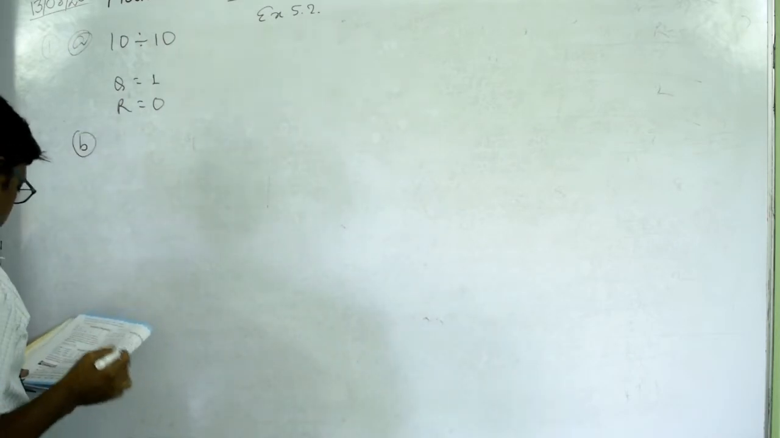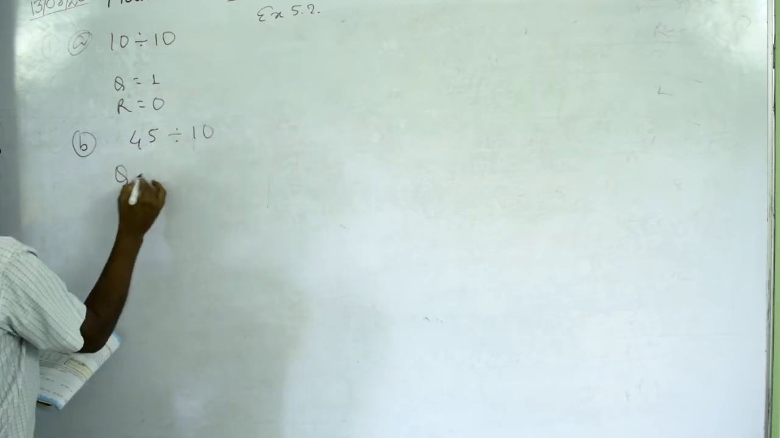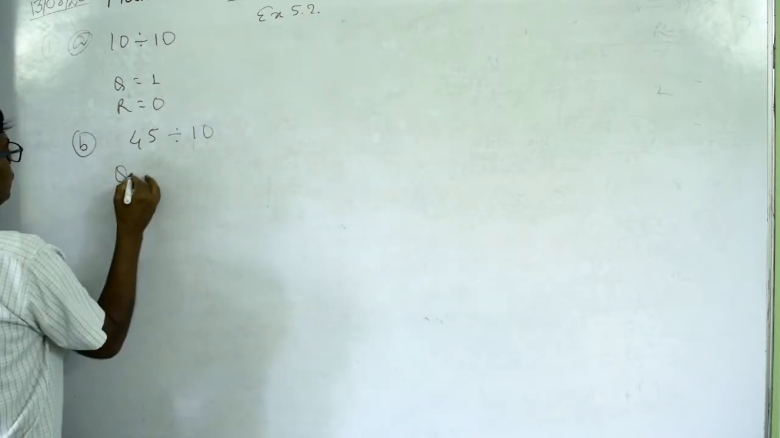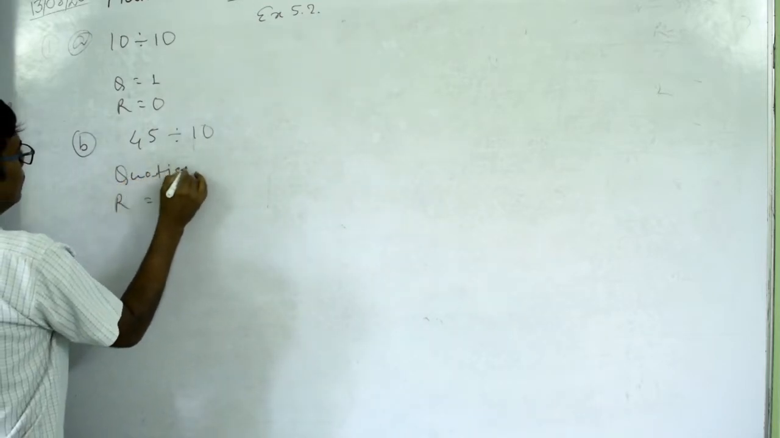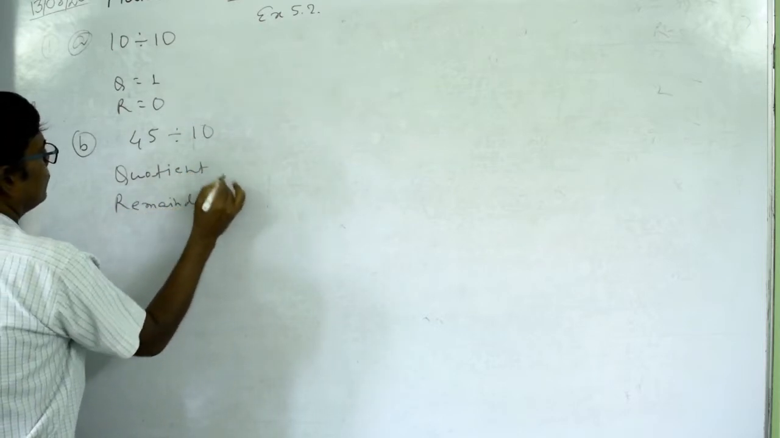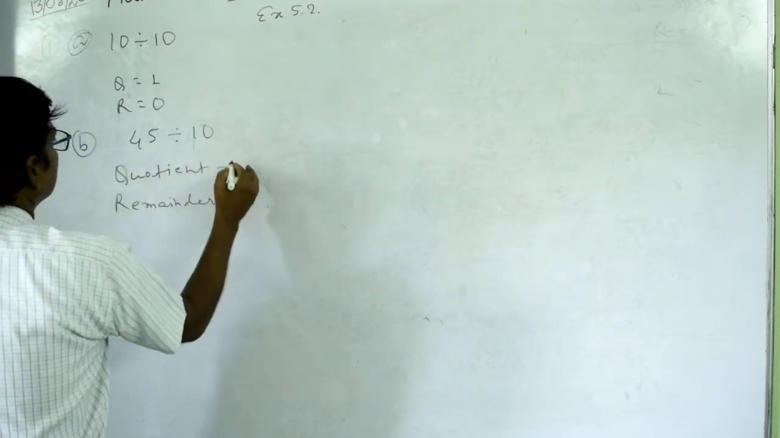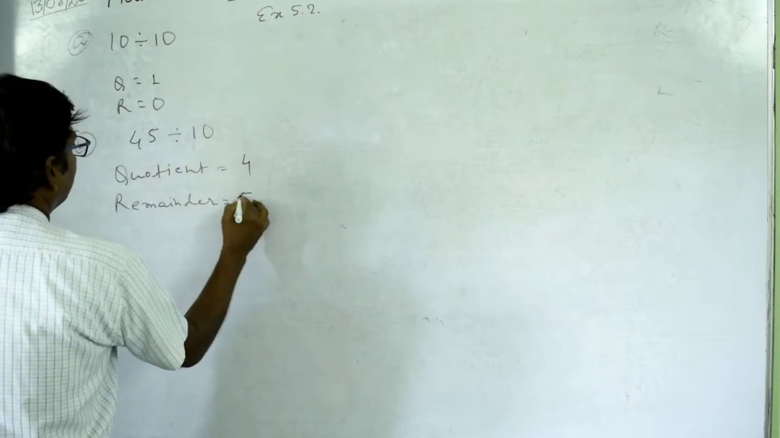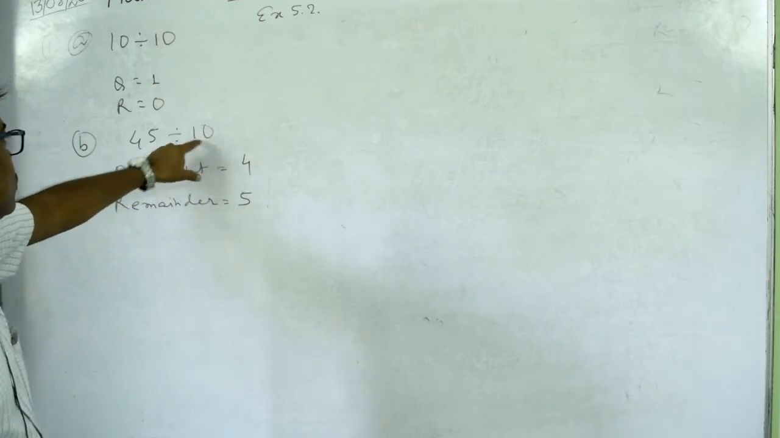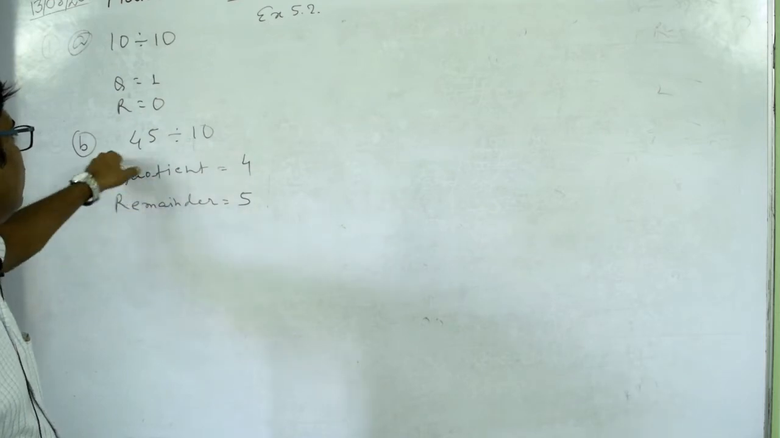So the next one is B. In question number B, you have 45 divided by 10. Here find the quotient and remainder. You will write the full name here, don't write Q, write quotient. So what is the quotient here? It will be 4 and the remainder will be 5. Because you are dividing by 10, there is only one 0, so the ones place digit will be the remainder and the other will be the quotient.